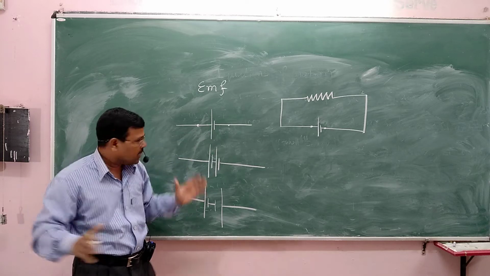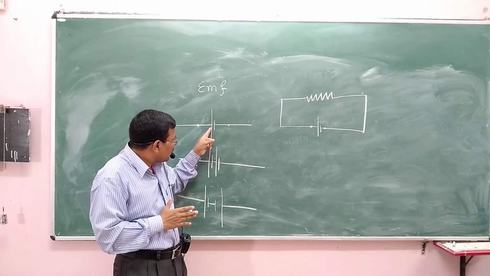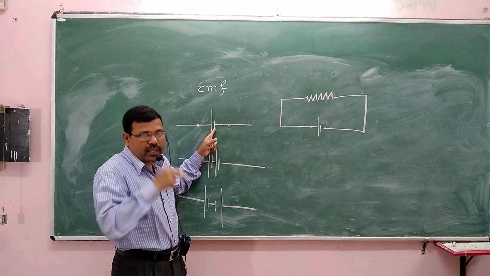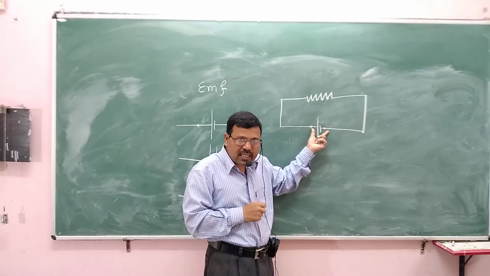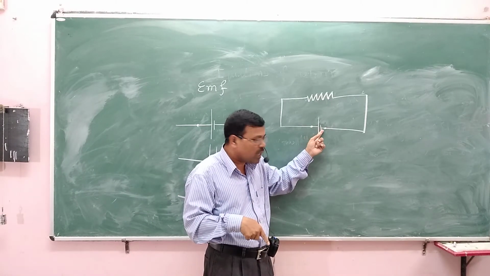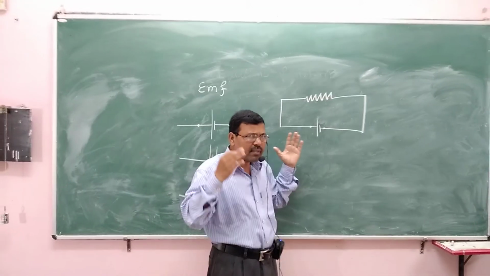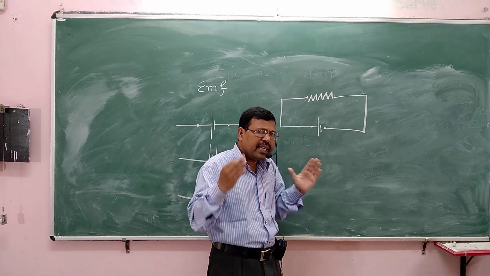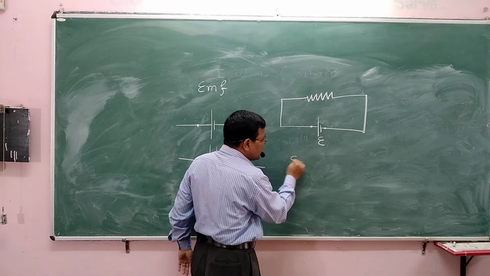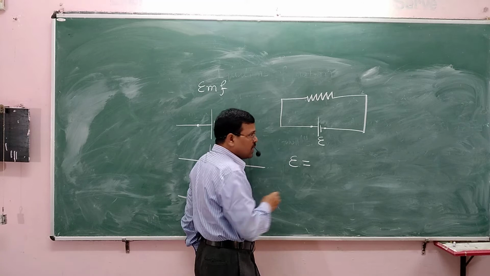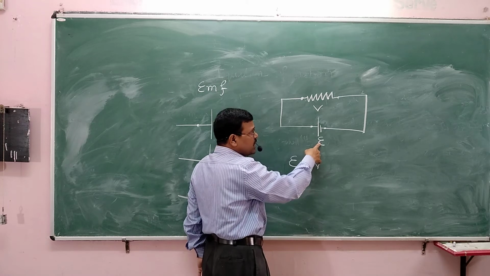So it's very clear. EMF of a cell is the difference in potentials between the two terminals of a cell when the cell is in open circuit. Potential difference is the difference in potentials between the two terminals of a cell when the cell is in closed circuit. Fine. How do we write EMF of a cell? EMF of a cell E is equal to the potential difference across the resistor. E is equal to V.